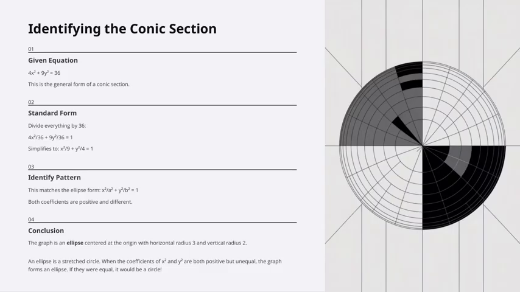To wrap up, remember that an ellipse can be thought of as a stretched circle. When the coefficients of x² and y² are both positive but not equal, the result is an ellipse. And if those coefficients were equal, we'd be dealing with a perfect circle. This understanding helps us quickly categorize and sketch conic sections based on their equations.